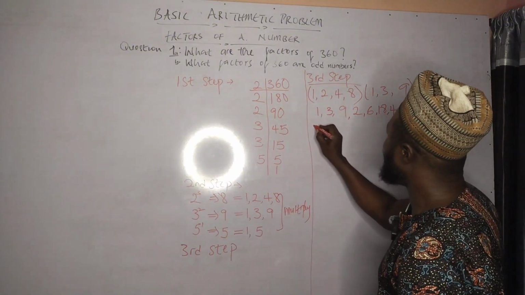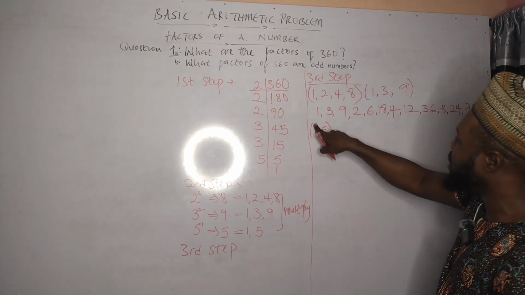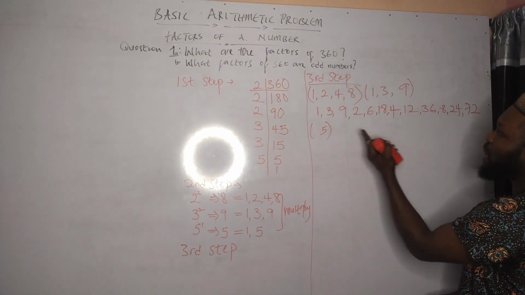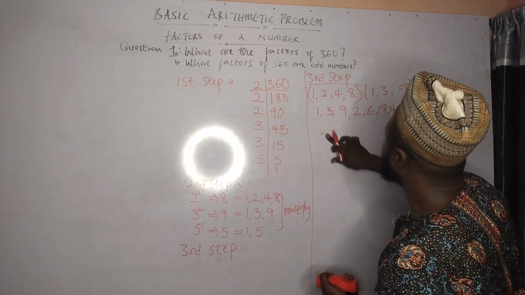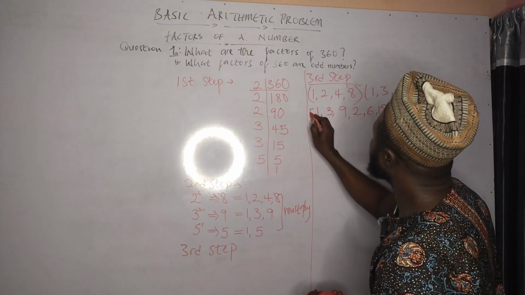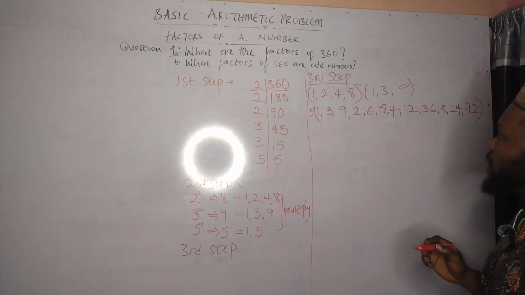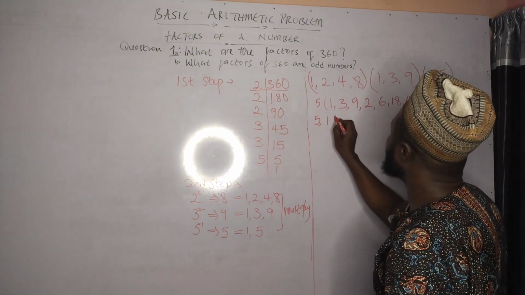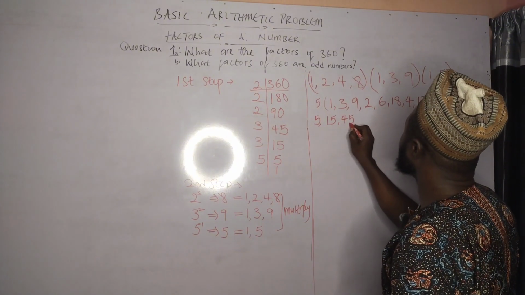So it will now be 1 and 5. But to multiply this, we don't need this one again, because even if you use 1 to multiply all this, we are still going to get the same answer. So let's use only 5 to multiply it. Do you understand? So 5 times 1 now, 5. 5 times 3, 15. 5 times 9, 45.